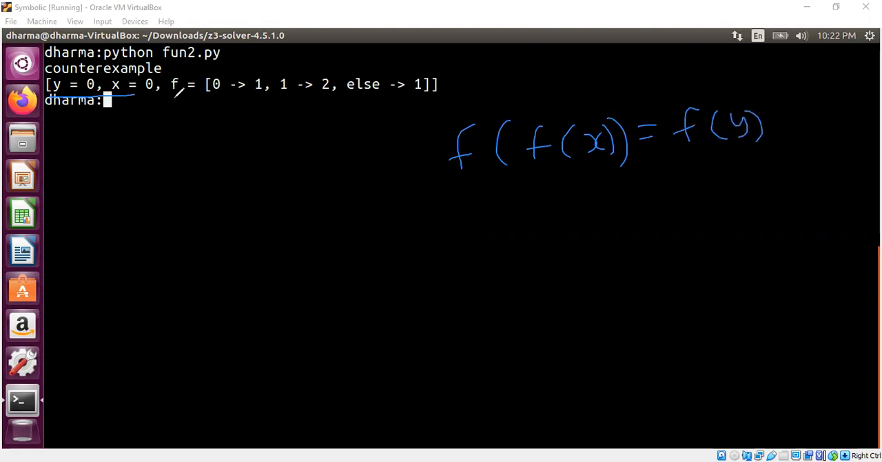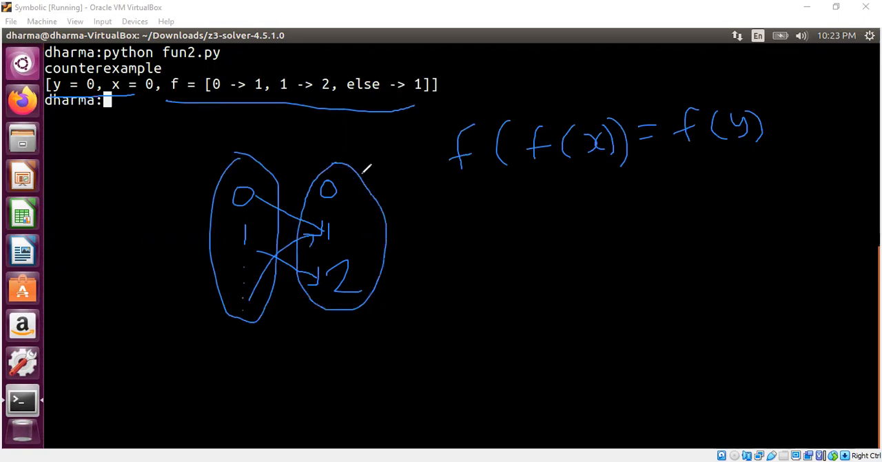If the function f is constructed as follows, you see it's synthesizing a function for us as a model. What it says is that you have, say, 0 and 1, and 0 gets mapped to 1, 1 gets mapped to 2, and everything else, there may be many elements here. Everything else, 0 is not used in the range, but that's fine. When x is equal to 0 and y equal to 0, what is this one? This is nothing but f of 0, which is nothing but 1, so we get f of 1.